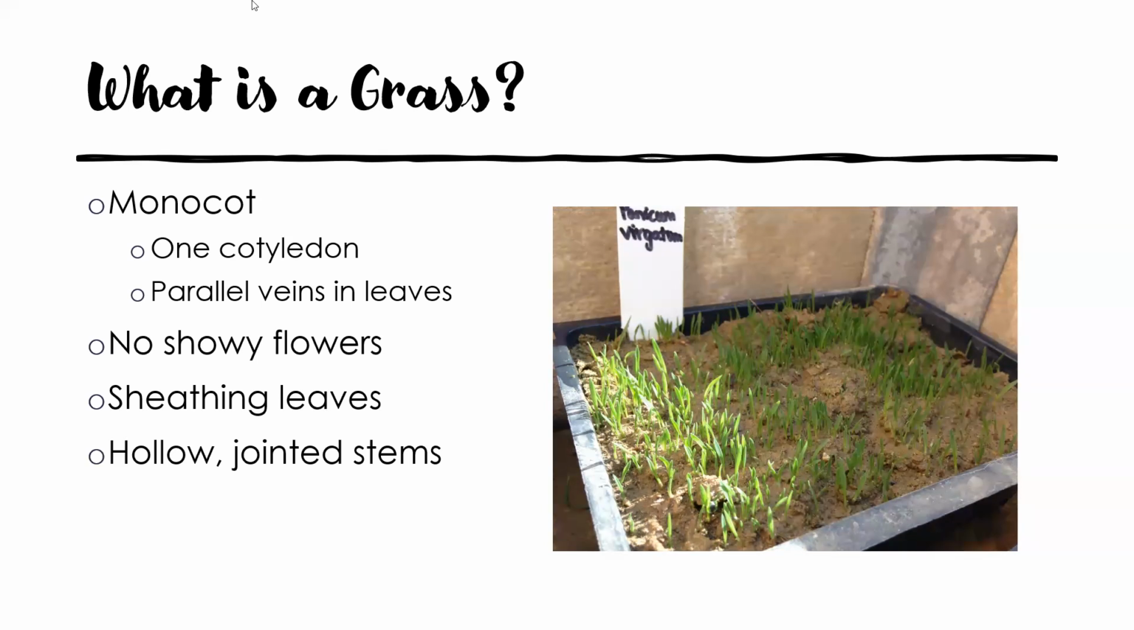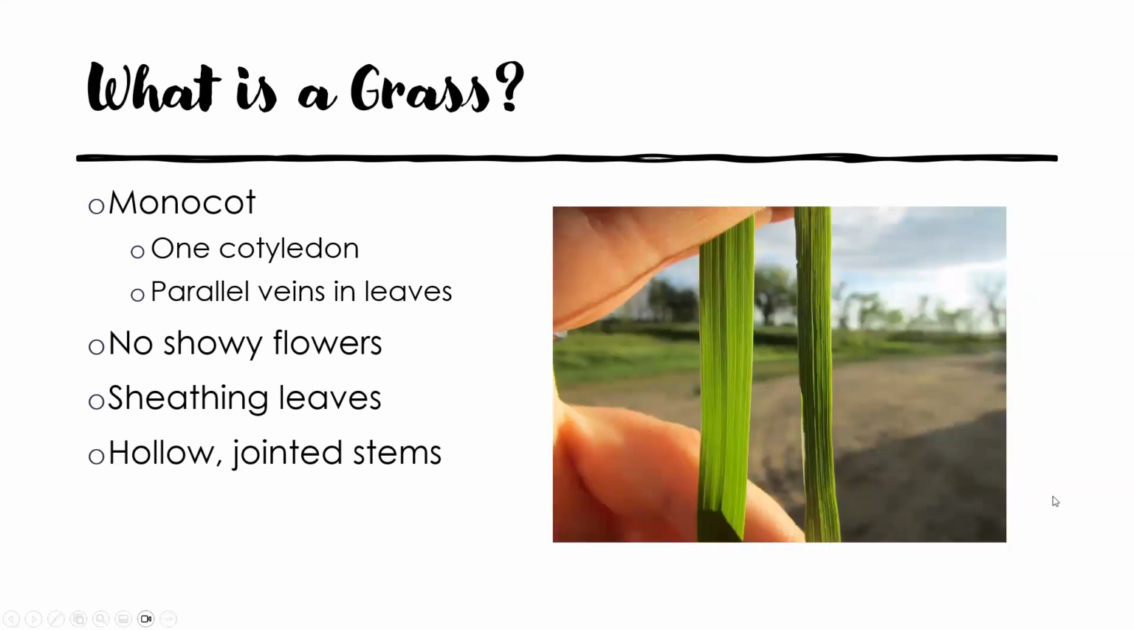So hopefully you can see that in this picture here. This is a bunch of just little grass seedlings and they all have one individual blade when they first start to grow. Monocots also have parallel veins in their leaves. So you can see that all of the veins run next to one another. We don't have any veins that are netted or shaped like a feather. They're all parallel. Now, there are other plants that have those characteristics too, but those are things that grasses have.